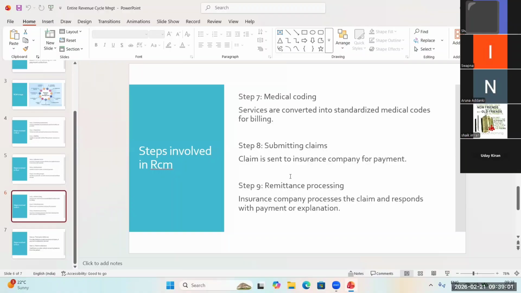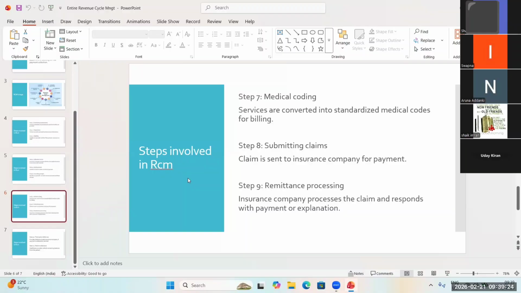Clear. But I have one more question. Usually a provider or a hospital checks if the patient is eligible for insurance or not. Do they check it before the patient gets any treatment or services, or after they get the treatments or services, or does it happen both ways? It happens both ways.